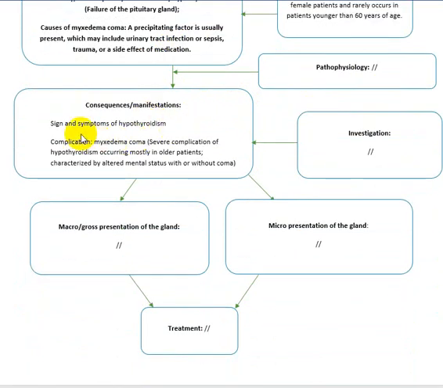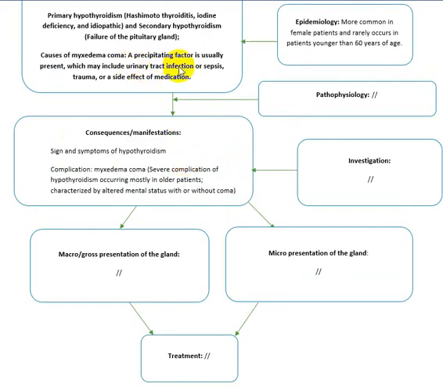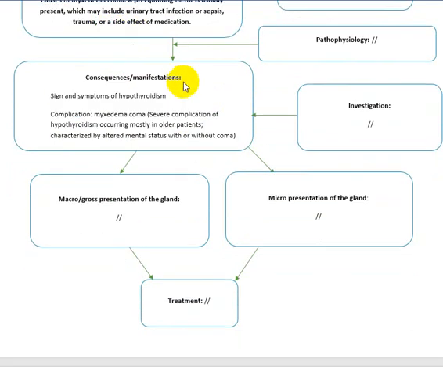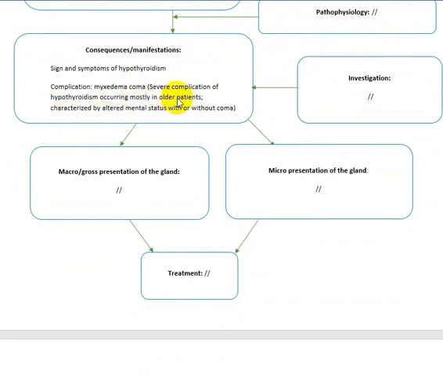You have the consequence: signs and symptoms of hypothyroidism, all the signs and symptoms of hypothyroidism that we spoke about above, and you have a complication. The complication is myxoedema coma. What is myxoedema coma? A severe complication of hypothyroidism occurring mostly in older patients, when you have urinary tract infection, sepsis, trauma, or side effect of medication. It is characterized by altered mental status with or without coma.